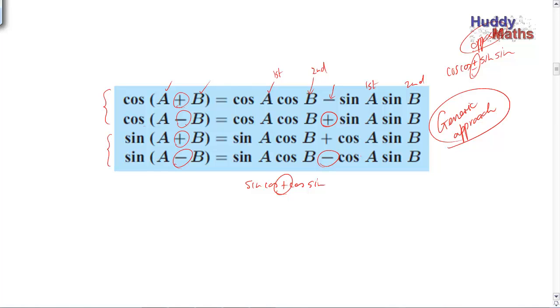If it's a minus in here, it's an easy one to remember, it stays in the pattern. So have you got any idea now? Cos of two angles added or subtracted? What's the rule? Cos, sine, sine. Reverse the pluses or minuses between them. Sine of two angles added or subtracted. What's the pattern? Sine cos, cos sine. With the same plus or minus in between them.